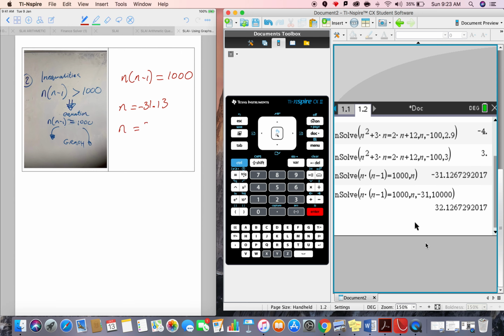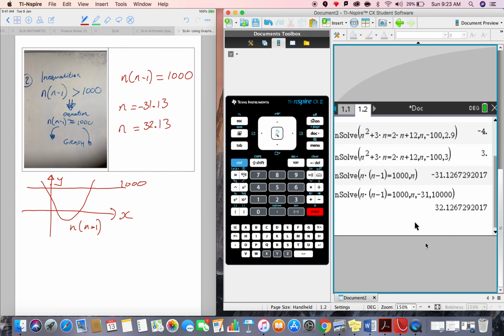So n equals 32.13. Now I'm actually going to draw just a little graph of this. What it's saying is we've got this equation n into n minus 1, that's a quadratic, so it's going to be concave up. It's going to be a curve that has something like this, and we're trying to find out where it hits 1000.